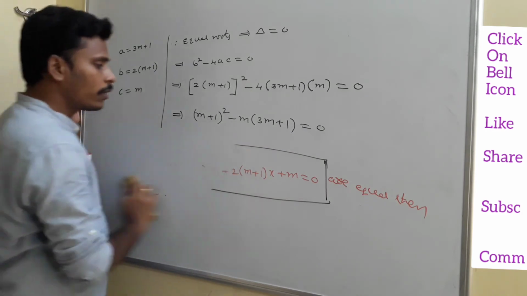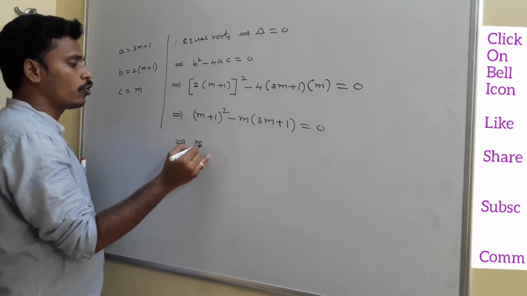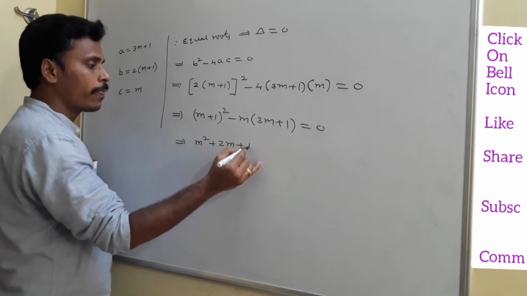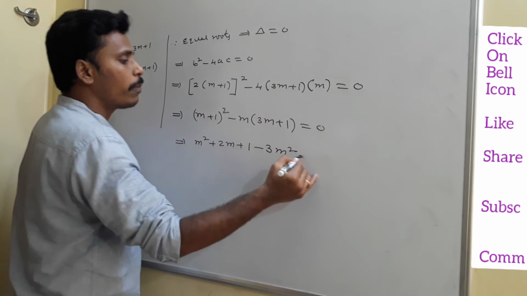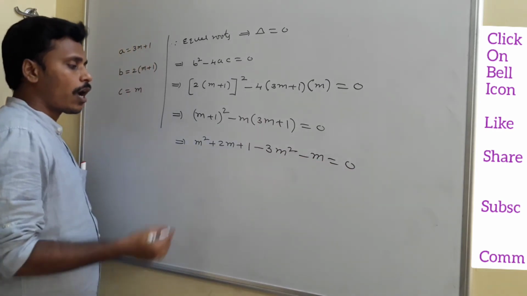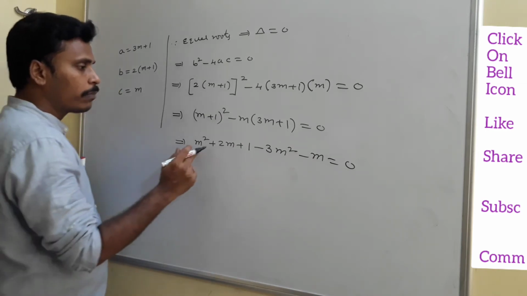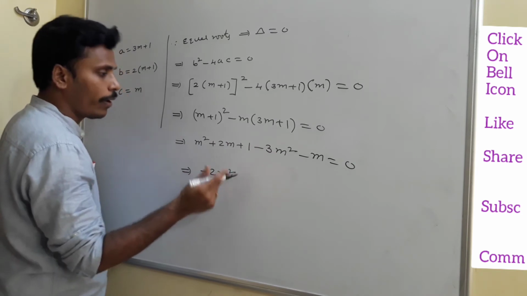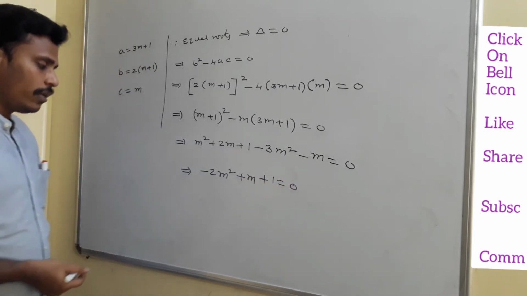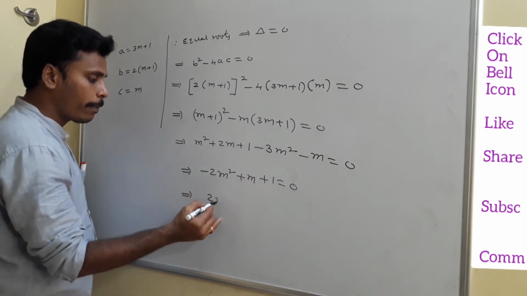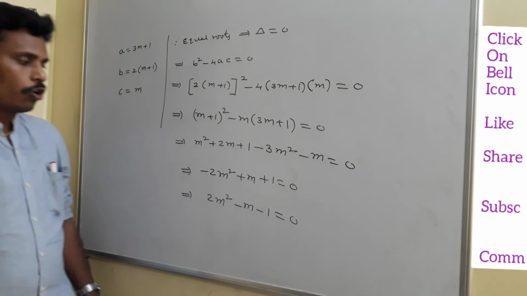And now you need to simplify. M plus 1 whole square minus m into 3m plus 1 is m square plus 2m plus 1. M into 3m is 3m square, minus 3m square, minus m into 1 is minus m, equals 0. Since they asked us to find the values of m, try to make a quadratic in terms of m and solve it. M square minus 3m square is minus 2m square, 2m minus m is m, and plus 1 equals 0. Multiplying with minus, we get 2m square minus m minus 1 equals 0.